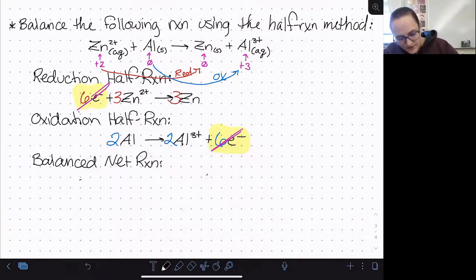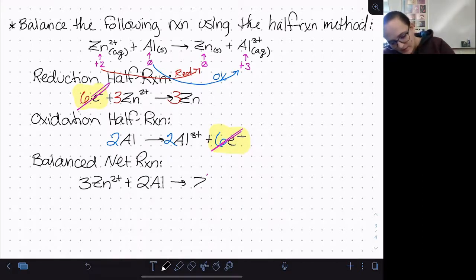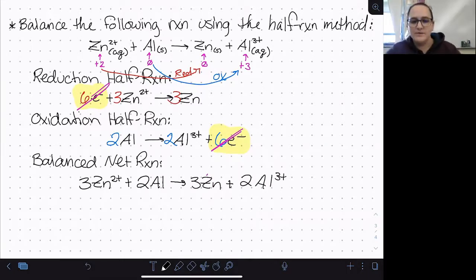So we end up with 3 zinc 2+ reacting with 2 aluminum to form 3 zinc and 2 aluminum 3+, which is balanced for both mass and charge. We have 3 zinc atoms on each side, 2 aluminum on each side, total charge of +6 on each side as well.